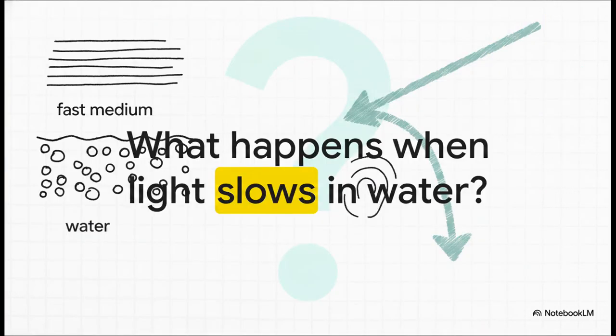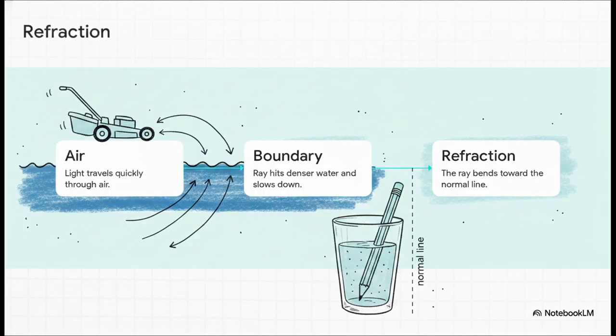Imagine a light ray passes at an angle from a fast medium, like air, into a slower medium, like water. What happens to its path? Does it just keep going perfectly straight, or does something else happen to it because of that sudden change in speed? It bends! This whole process is called refraction.